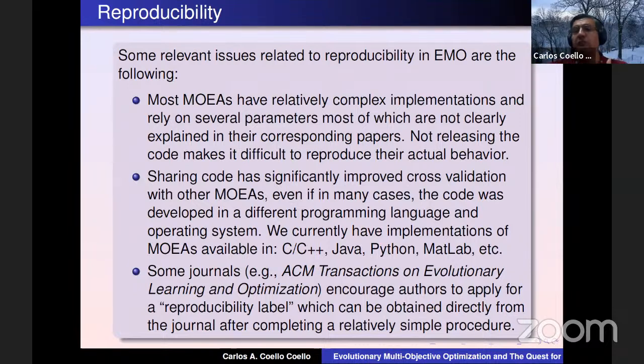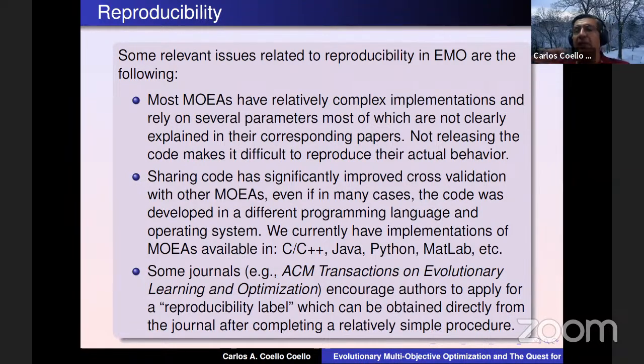So it's up to you. It's not mandatory. Perhaps in a few years it will be. It's not right now. But many authors are encouraged to do this. And of course, having different platforms for the software makes the comparison a bit more tricky, but it's better than not having any code available at all.